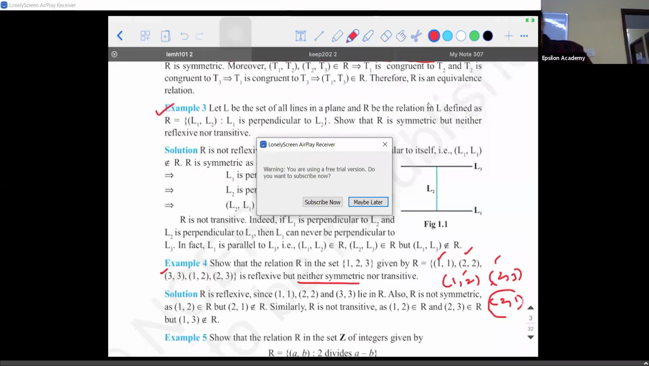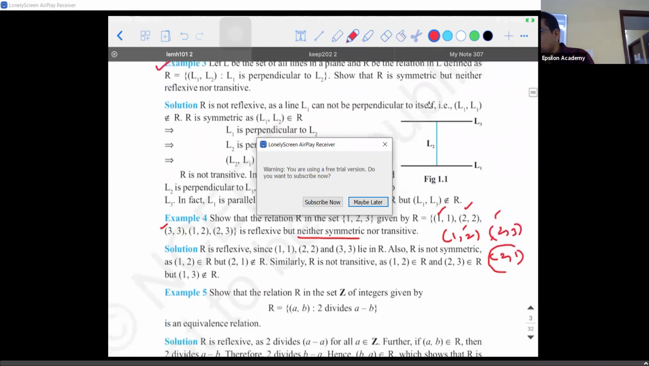Next, transitive. (1,2) is there, (2,3) is there, but (1,3) is missing. So it is like first and second, second and third. For it to be transitive, first and third should be there, (A1, A3). Okay. So what is missing? So look at the way they have written the answer. This is how you are supposed to write if it is a 1 mark question. R is reflexive. (1,1), (2,2), (3,3) all lie in R. Hence it is reflexive. Symmetric.